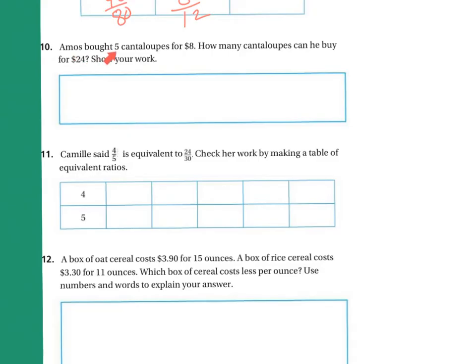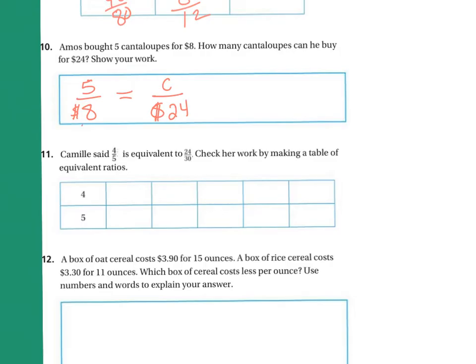I almost bought 5 cantaloupes for $8. How many cantaloupes can he buy for $24? Show your work. So first of all, I'm going to have my 5 of them for $8. So we're trying to find the equivalent ratio, and we know that we want this bottom number to be $24, but we do not know this top number.